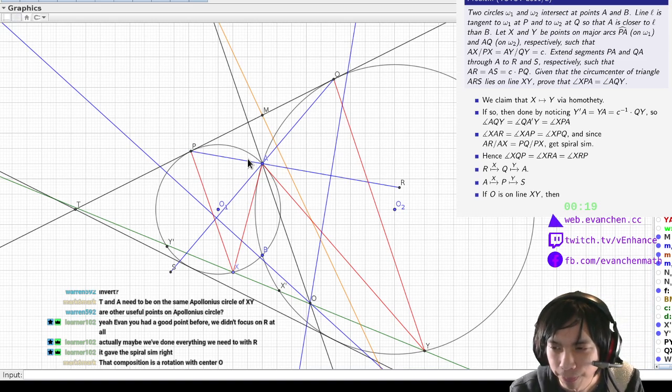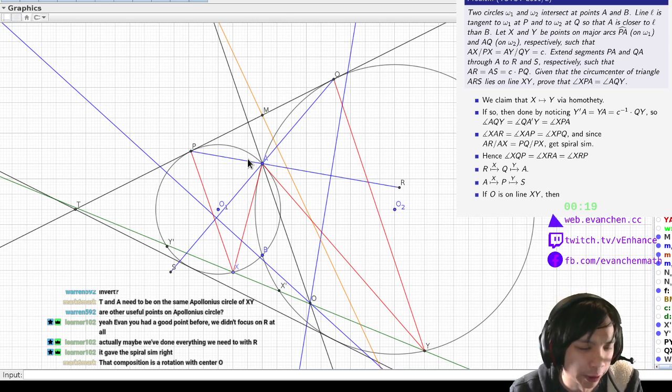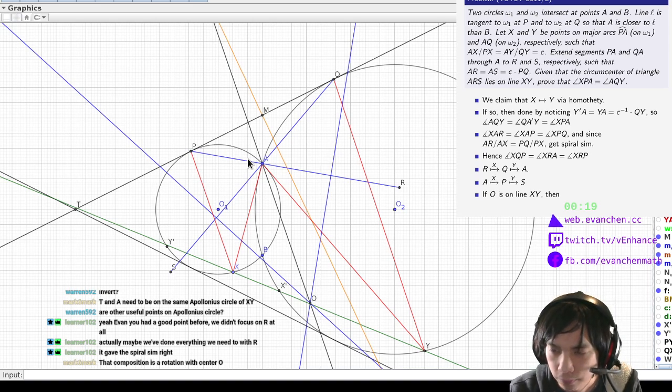Okay, so fine. This is called a rotation because AR equals AS. A spiral sim is determined by 2 points, right? This is a spiral sim that takes segment RA to segment AS. Yeah, that's a rotation through O. So the composed map is centered at O.